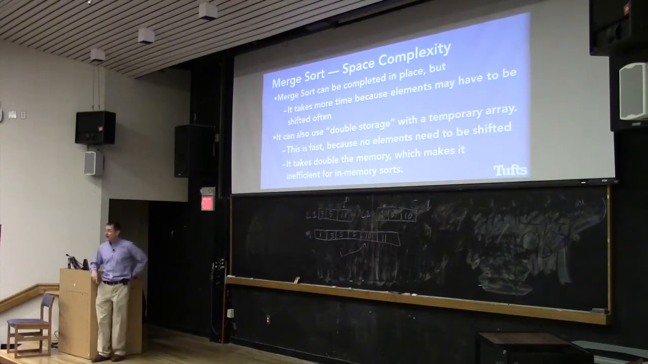Merge sort is not in place generally at all, so we end up using basically twice as much storage. Because you're going to have to create enough smaller arrays that are basically the same length as your original one to actually do this. So it's not an in-place algorithm, and it definitely takes up a lot more space than you would necessarily like. However, it's very fast, because you don't need to shift any elements. It takes double the memory, but it's not particularly memory efficient.